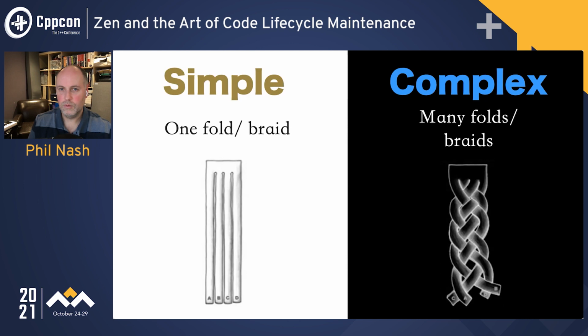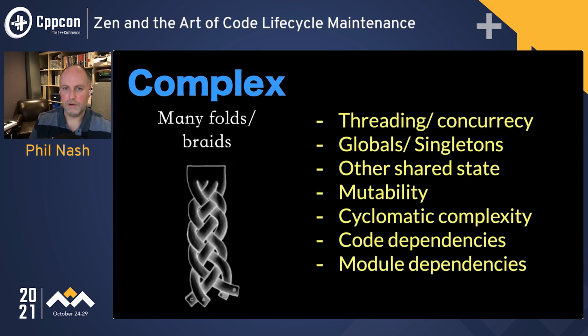The complexity, what makes it a complex, is that crossing over, that folding or braiding. So if you can think of complexity as things that are interconnecting with each other, particularly in unnecessary ways, that gives us a really good model for what things in our code make it more complex. So here are some of the things that I came up with. Threading and other types of concurrency are perhaps the most obvious one, but also globals or singletons, which are really just globals by a different name. They tie up different parts of your code base to a single point. So it's like a knot in your code.